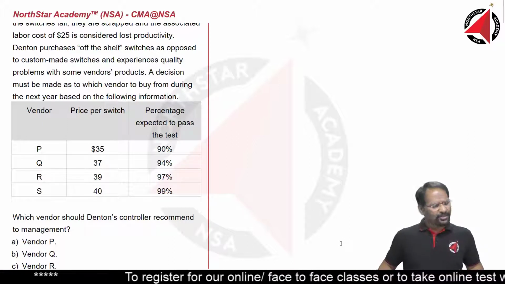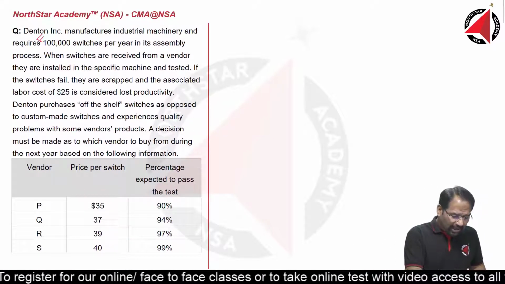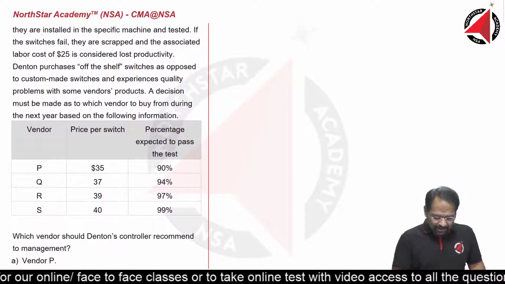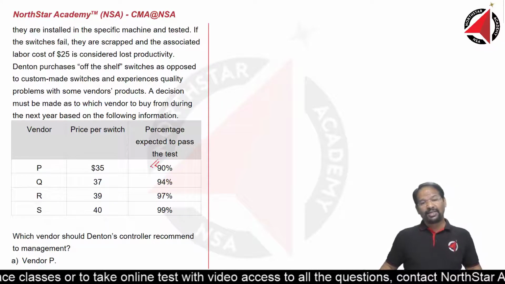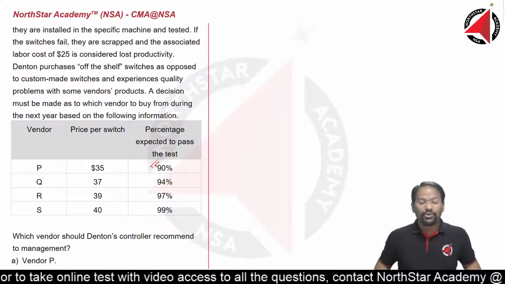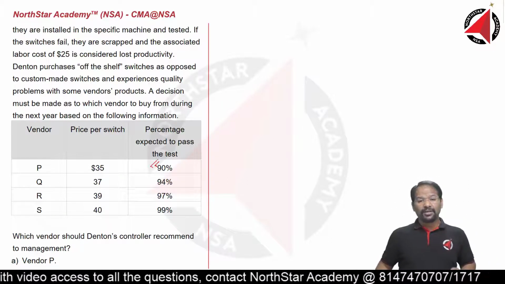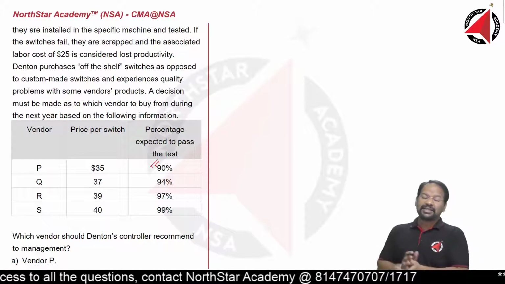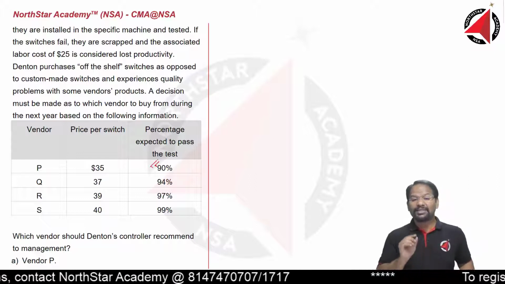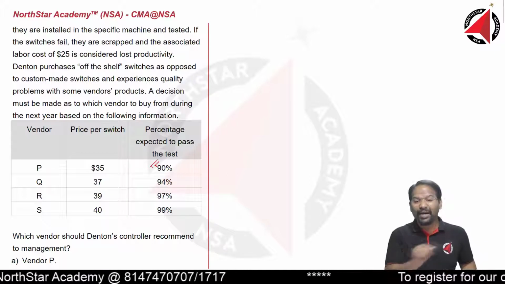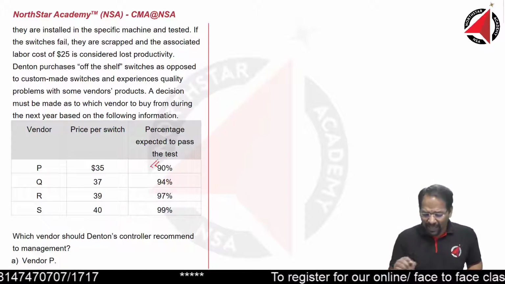How to calculate that? For example, here we need 100,000 switches and 10% is going to be scrapped, which means only 90% is going to pass the test. So how much do we need to buy? Do we need to buy 100,000? If we buy 100,000, after the test 10% will get scrapped and we will be left with only 90,000, whereas our requirement is 100,000 which should successfully pass the test. So we have to do a reverse calculation. How to do the reverse calculation? I will show you here.